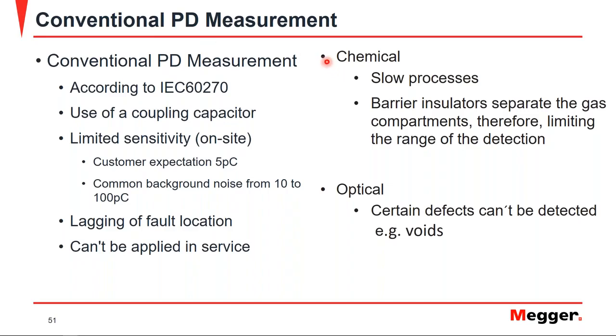Over to the right here, we have the chemical detection, which is a slow process. And then, due to the insulating barriers within the GIS, this limits the detection ability when trying to test by the chemical emissions. Also, you have optical, but certain defects can't be detected, for example, voids within your epoxy insulation. So these are just highlighting some of the detection methods.